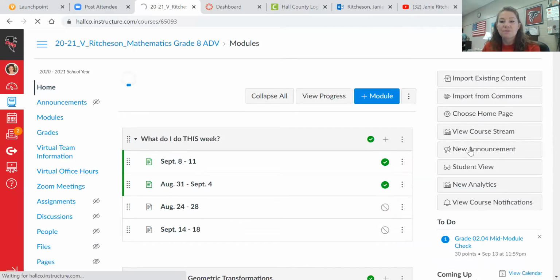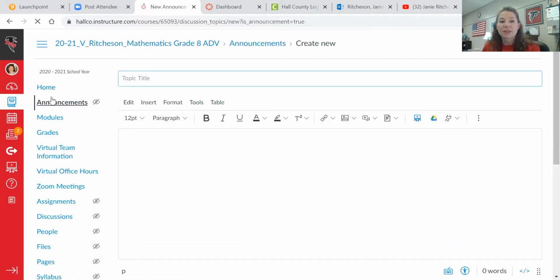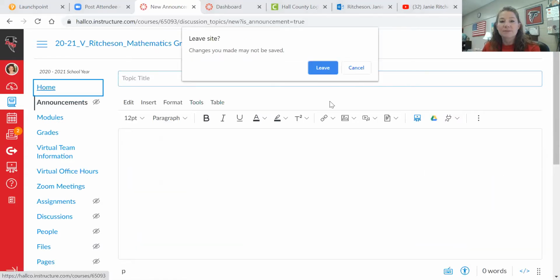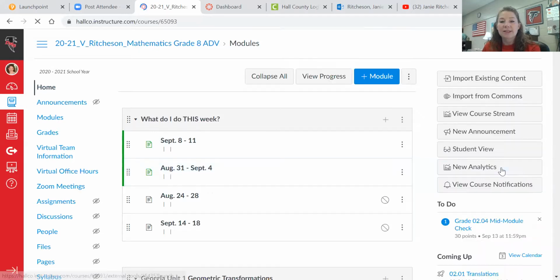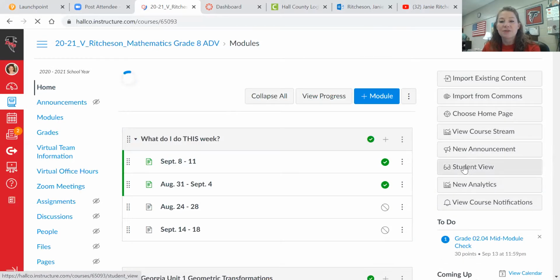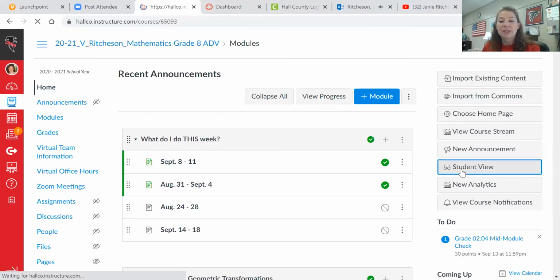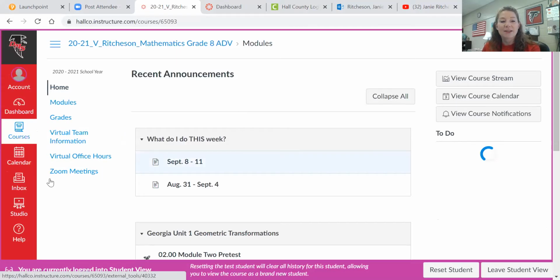Student view. Nope, that's not what I picked. Be patient. Be patient. All right, student view. I'm doing all of this to show you one little tab right there.